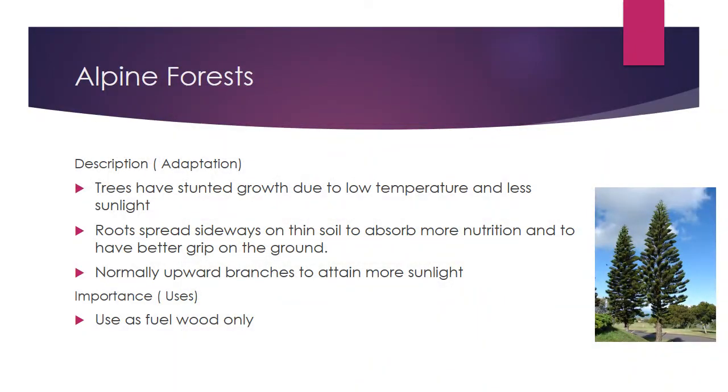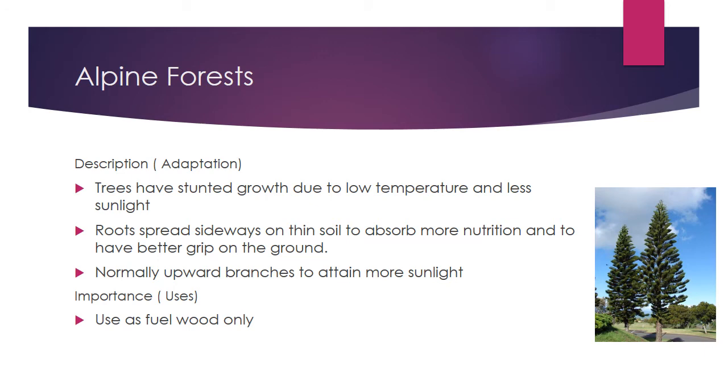Now we will discuss the adaptation of alpine forests. These types of forests can survive in severe climatic conditions where temperature is very low. So the trees of these types of forests have stunted growth due to low temperature and less sunlight. Their roots spread sideways on thin soil to absorb more nutrition and to have better grip on the ground, because the soil is very thin in these areas.